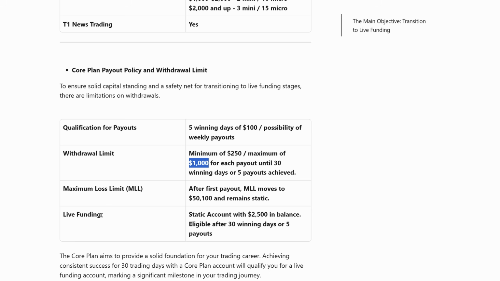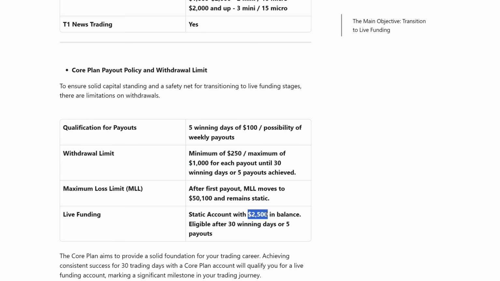Now, if you look at the live funded, you'll get a static account with $2,500 balance eligible after 30 winning days or 5 payouts, which, if your goal is to be a live trader, is a clear path to live, right? So once you get in a sim funded account and you can make 5 payouts or 30 winning days, they will then fund a live account for you with $2,500.